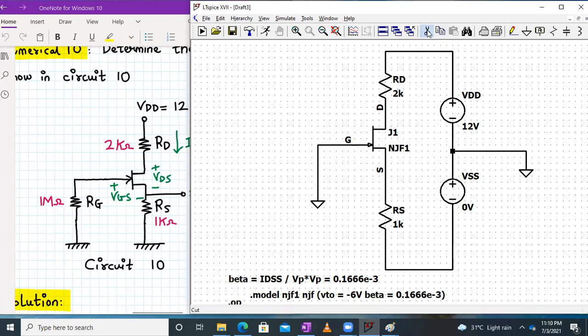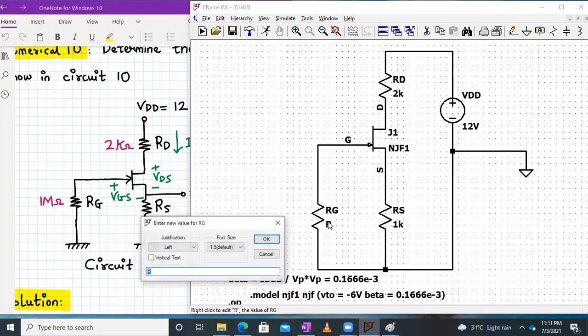Fine. So I'll have to cut this and add a resistor over here. And then I have to ground this thing. Okay. Or else what I can do is I can delete this. And now the circuit is complete. So the value of RG is, let me label it first.